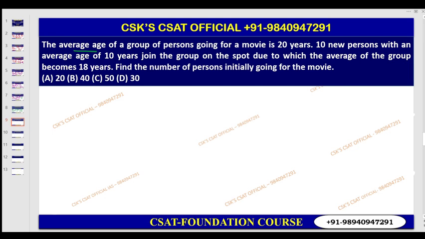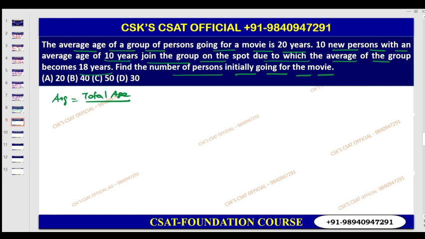The average age of a group of persons going for a movie here is 20. Average age. So therefore total age by the group of persons. You do not know the number of persons here. So the 10 new persons with an average of 10 years join the group on the spot, due to which the average of the group becomes 18 years. Find the number of persons initially going for the movie. So now you need to find how many persons there are initially. Now try to understand here.